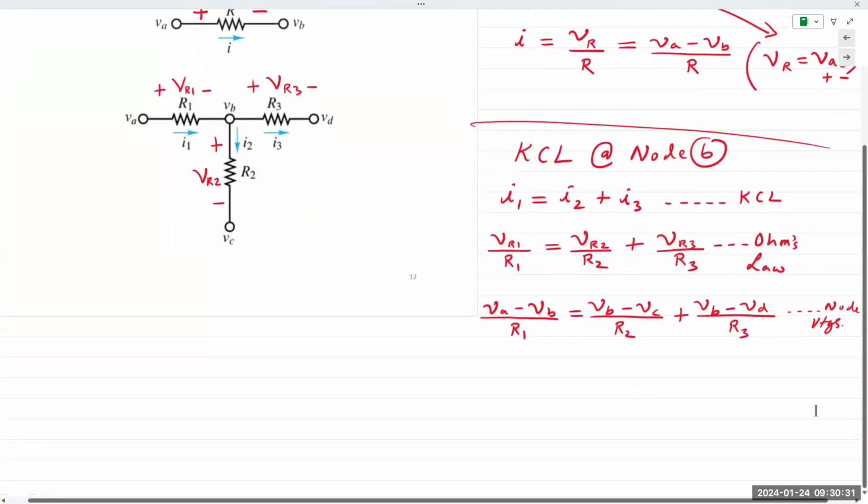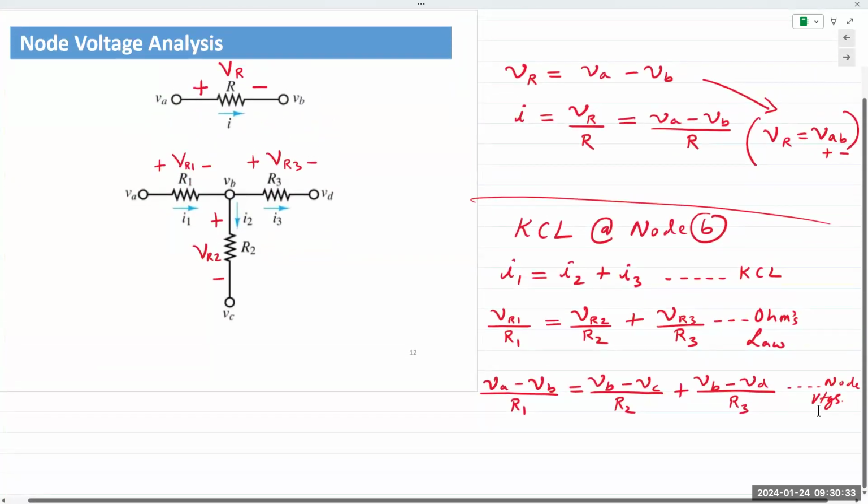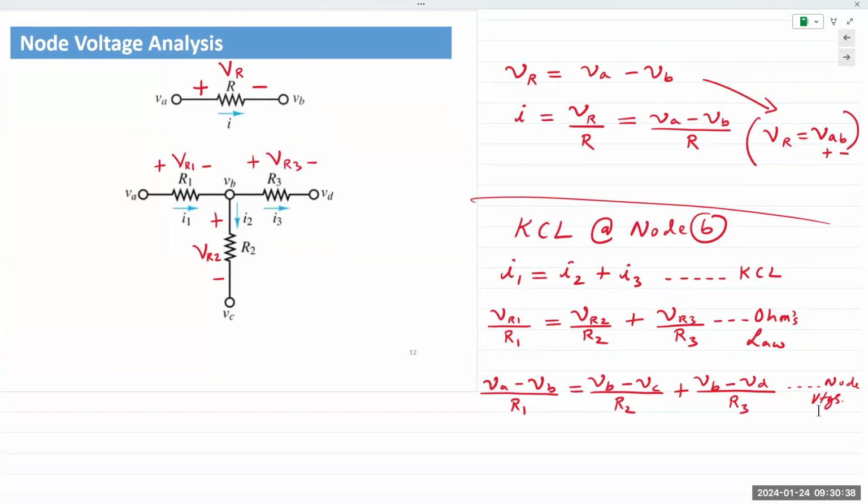At this point, node voltages are unknowns. So VA, VB, VC, VD are unknowns to us. I've not talked about the reference node. This is just an example of how we would write up the equation. Okay, those are the steps involved in writing the equations.